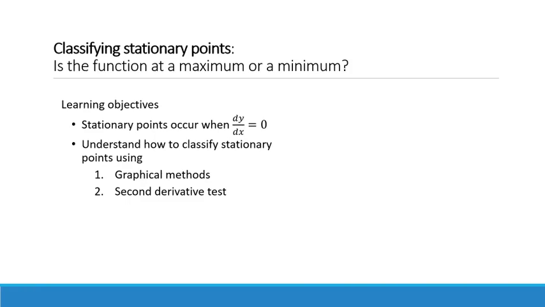This video is about stationary points and classifying them into maxima, minima and points of inflection. Stationary points are defined as when the first derivative of a curve is equal to 0. They are also commonly known as turning points.